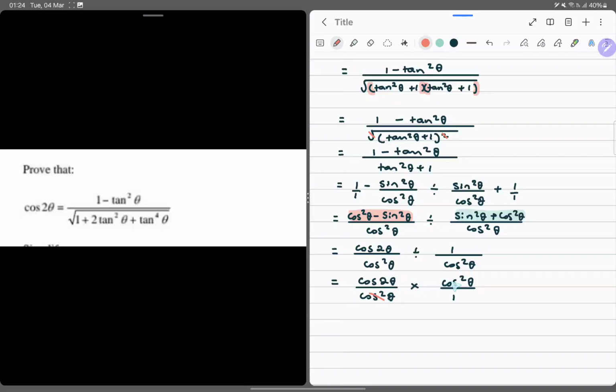And the final magic takes place. This is nothing but cos 2 theta. And this is equal to the left hand side. The identity has been proven.